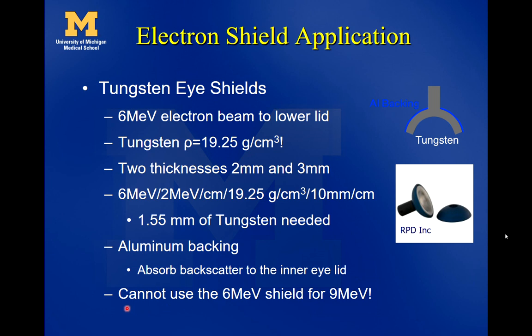And it's important to remember that you cannot use the 6 MeV shield with the 9 MeV beams. It's just not thick enough. You have to use the 3 millimeter shields with the correct electron energy and the 2 millimeters with the correct electron energy. That's why we have two different ones.